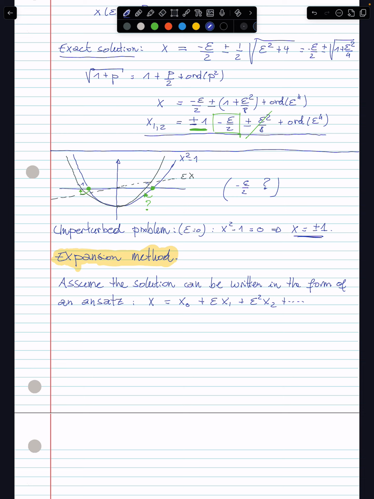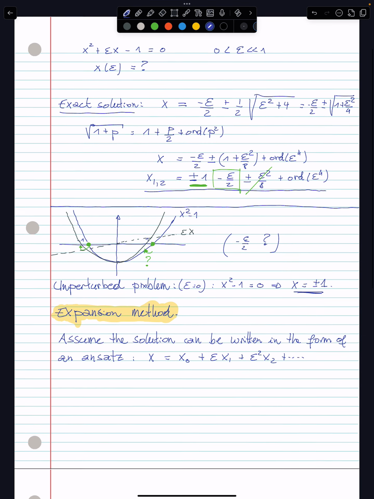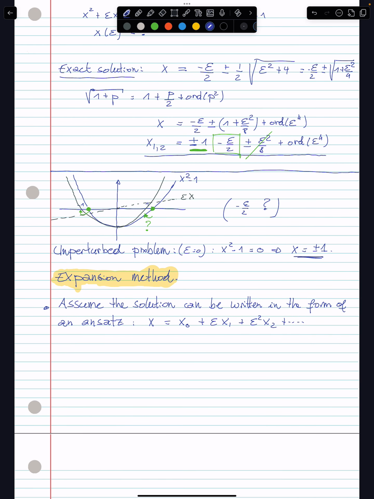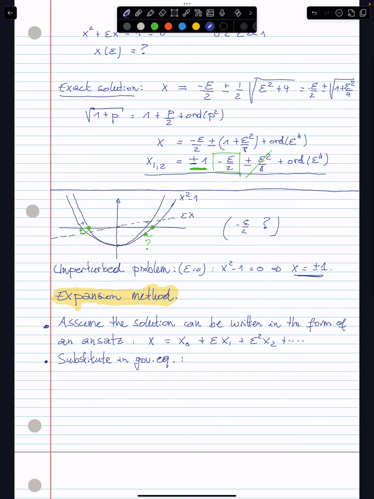Be ready to write this, because that's something we write permanently in a course on perturbation techniques. And so then what do we do with this? We substitute this ansatz in the governing equation and see what we obtain. Then we end up with x squared, which is x0 plus epsilon x1.